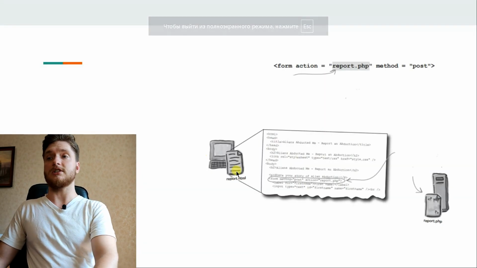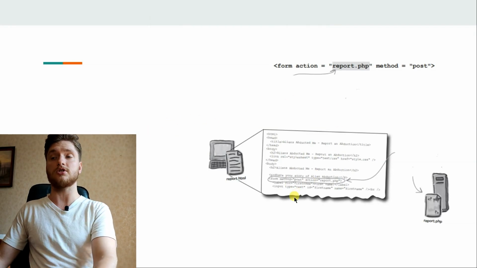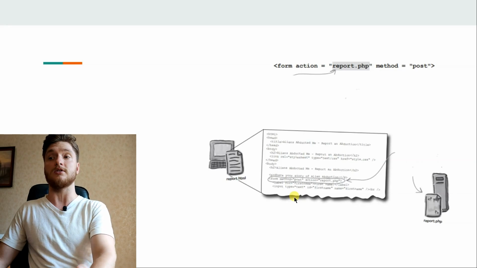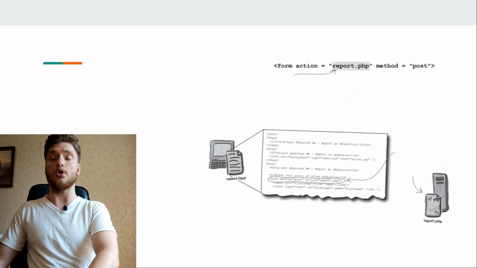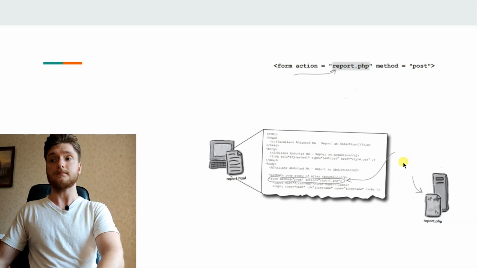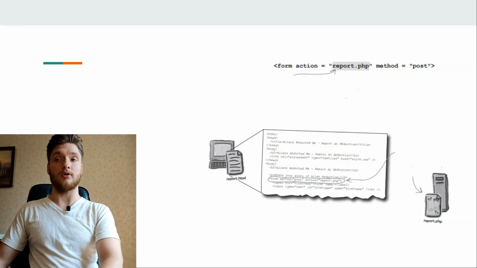When the user clicks the report abduction button in the form, the action attribute causes the report.php script to be run on the server to process the form data. The action attribute of the form tag is what causes the PHP script to run on the server when its form is submitted. And use PHP to access the form data.